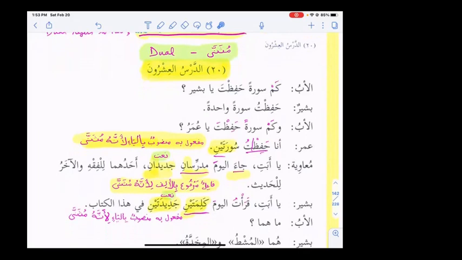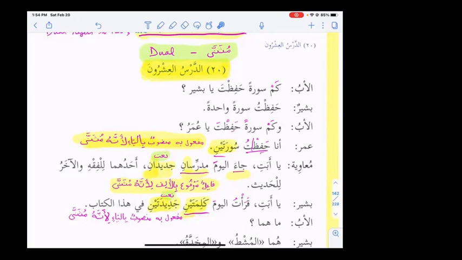Now Bashir says, "Ya abati, oh my dear father, qaratu al-yawma kalimataini jadidataini fi hazal kitabi." So I read today 2 new words in this book. Kalimataini jadidataini. Qaratu needs mafulun bihi. I read. Kalimataini, what is the analysis of kalimataini? I hope everybody will pay attention to it and check it properly.